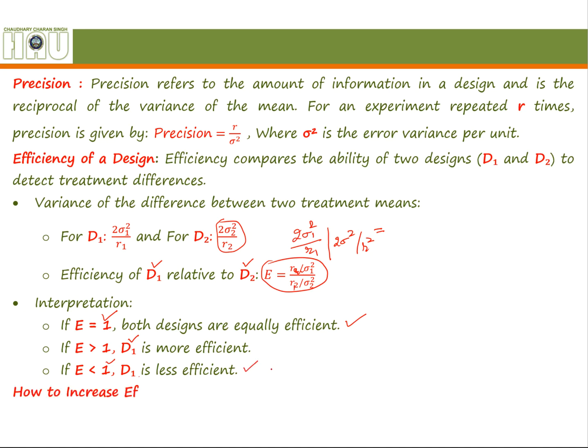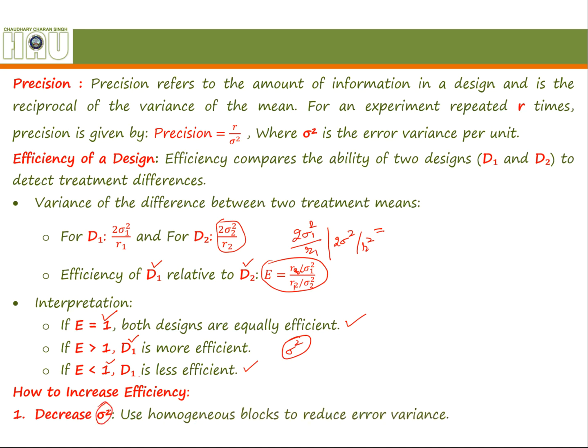And how can you increase the efficiency? So you should decrease sigma square in order to increase the efficiency. Simple formula. So decrease sigma square. The sigma square can be decreased if you use homogeneous blocks and reduce experimental error variance. Or another way, you can increase R. If anything is divided by more quantity, this should be less. So increase R, increase the number of replications in order to get more precision.